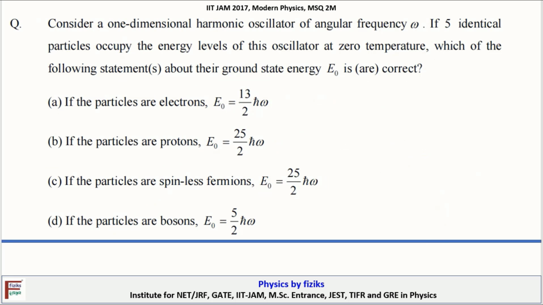Let us check out our options. Spinless fermion 25 by 2, true. Particles are bosons, true. Particles are electrons, true. So options A, C, D are correct.